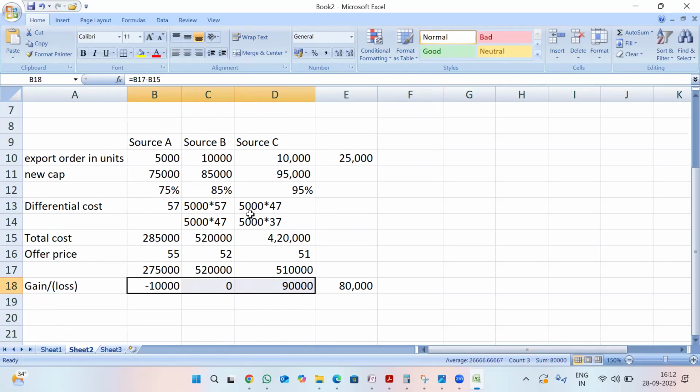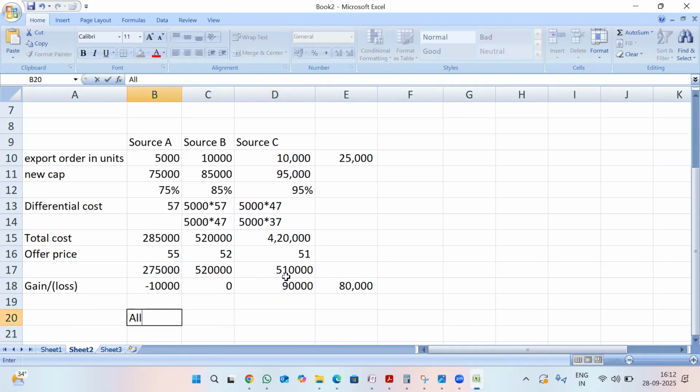So we need to accept all the three orders together to get a profit of 80,000. So all three orders can be accepted to get a profit of 80,000. So remember, we need to accept all the three orders.